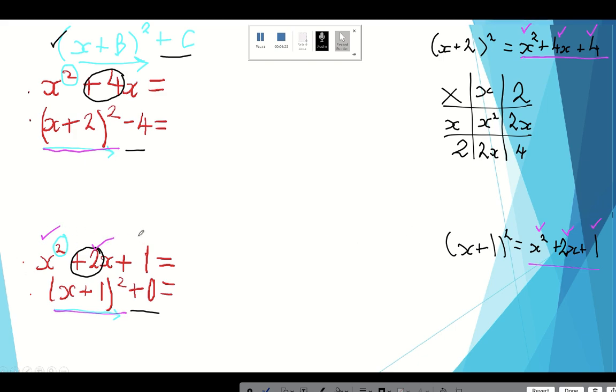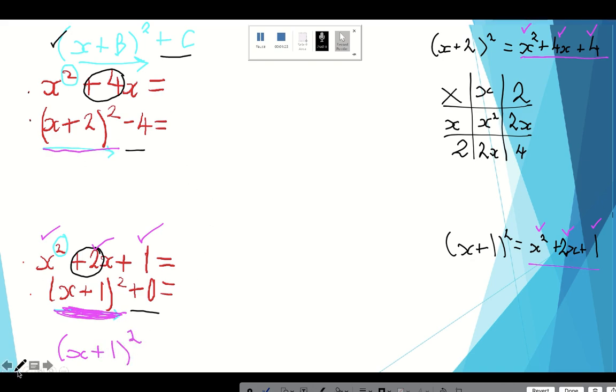So actually, they're, in this instance, identical. So we don't need to change anything to do with this. So you can write add 0. If you don't want to write add 0, you can write your answer as just x plus 1 squared.